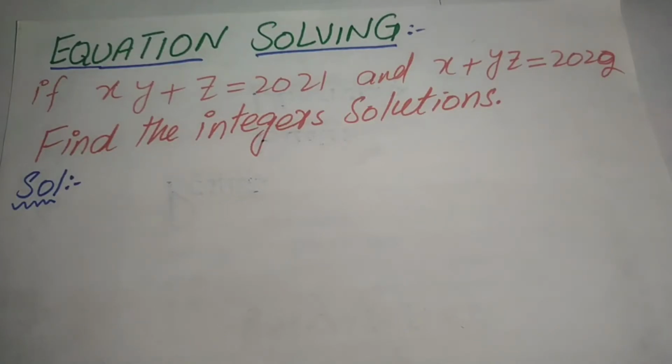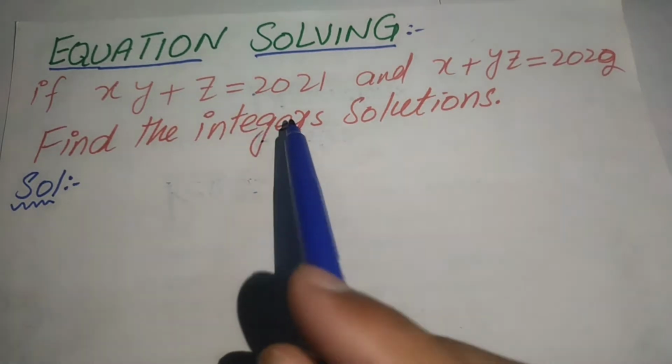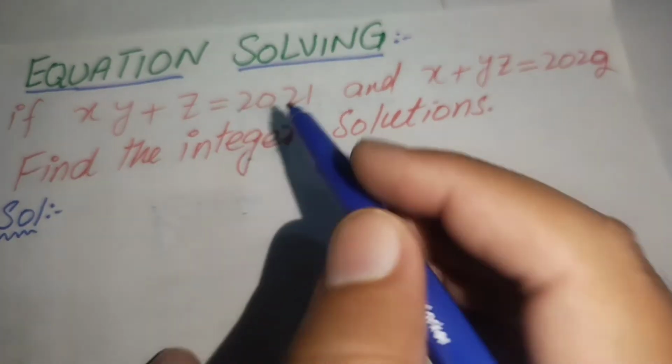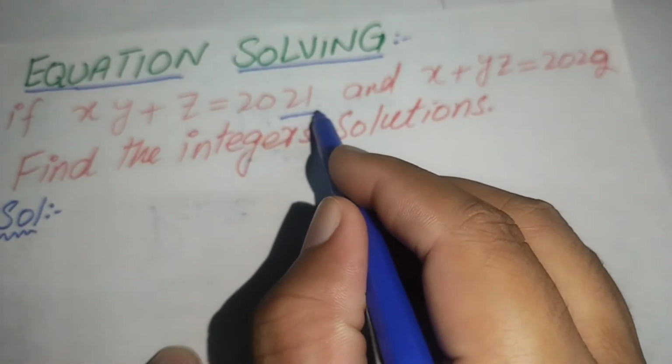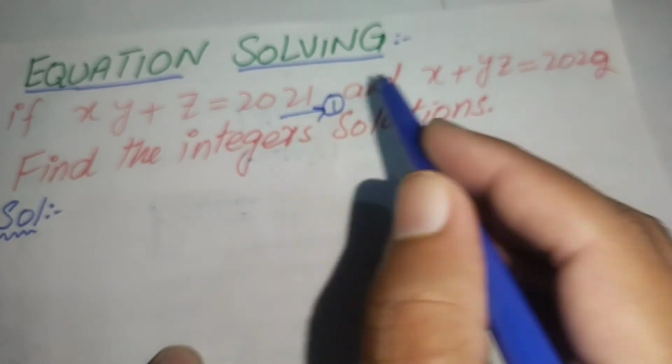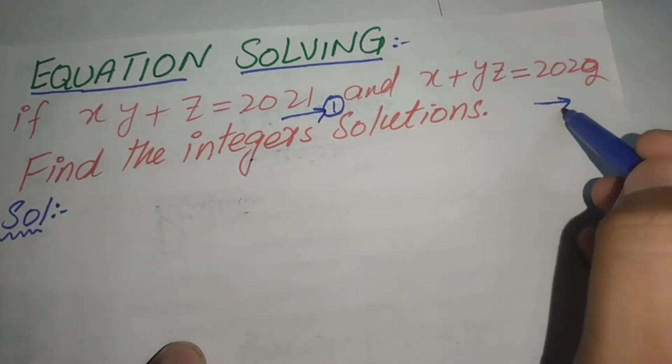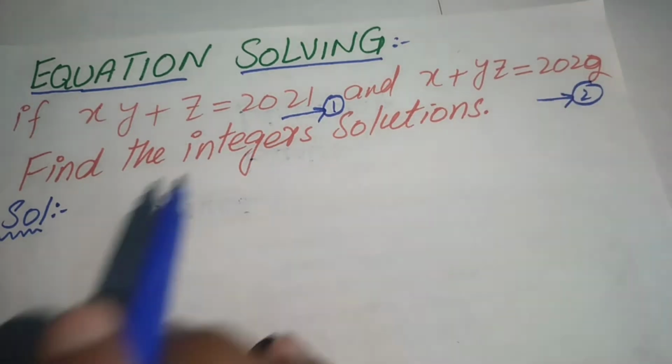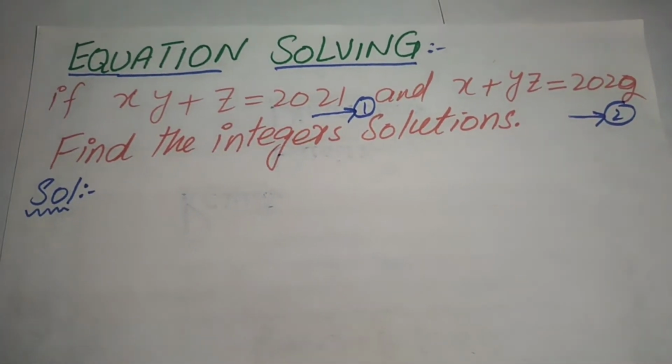In this video we are going to solve an important Olympiad exam question. So let's move towards the solution. Here we see that there are two equations, a system of equations. I name this equation as equation number 1 and this equation as equation number 2. Okay, so these are two equations.